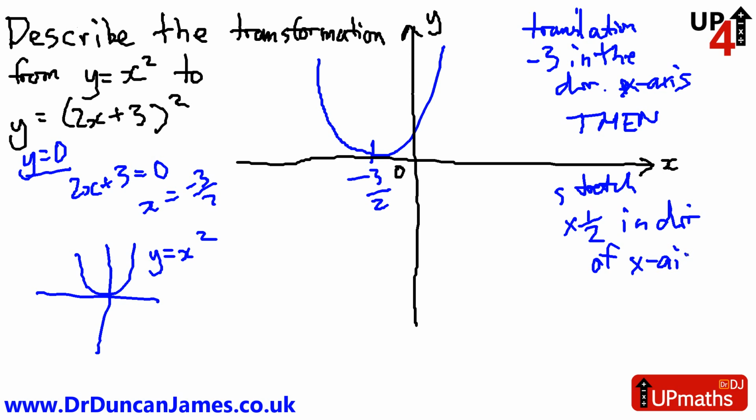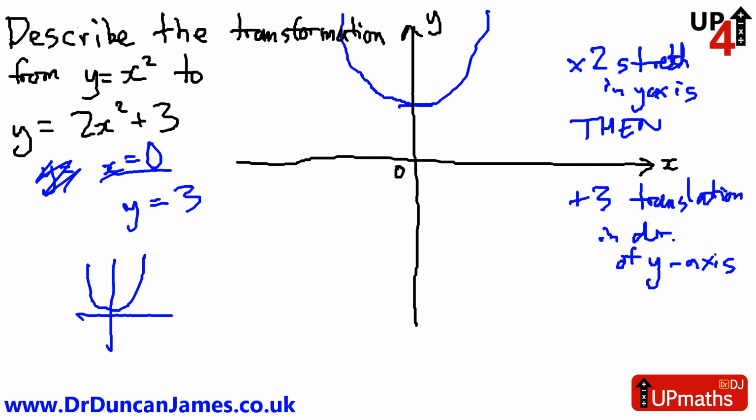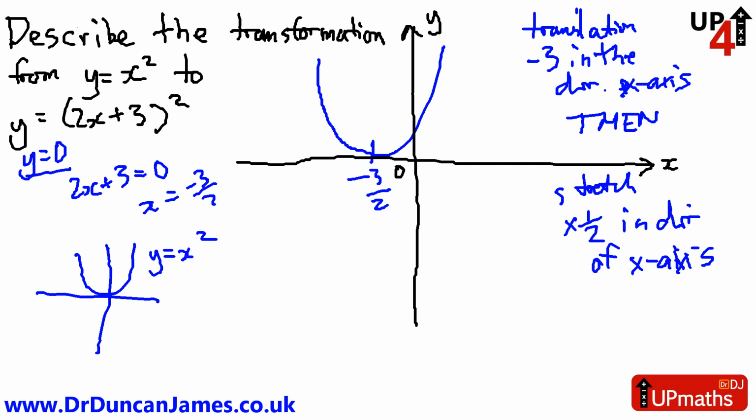Have you spotted the strangeness? I always think it's a bit strange. Let's go back to the original. If it's 2x squared plus 3 with no brackets kicking around, then you just do the stretch first and then you do the translation, which makes sense, it's BIDMAS. But the moment you introduce the brackets, here are the brackets, oh look, you have to think about it in the opposite direction if you're going to describe the transformation that's happened.